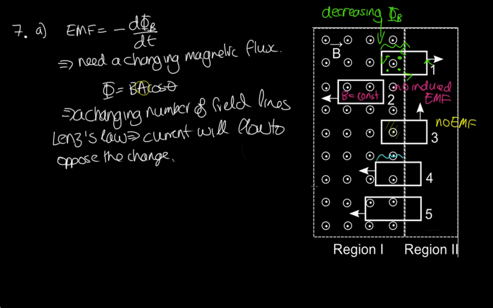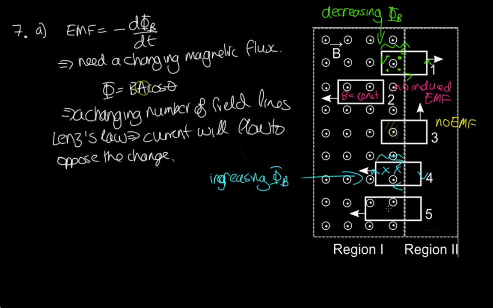So this one here has an increasing phi B. So Lenz's law tells us that the current's going to flow to try and reduce that magnetic flux. So how's it going to do that? Well, if it creates magnetic field lines going into the page, then these will cancel these magnetic field lines coming out of the page. So in order to create magnetic field lines going into the page, the current is going to have to flow this way around the loop like that.